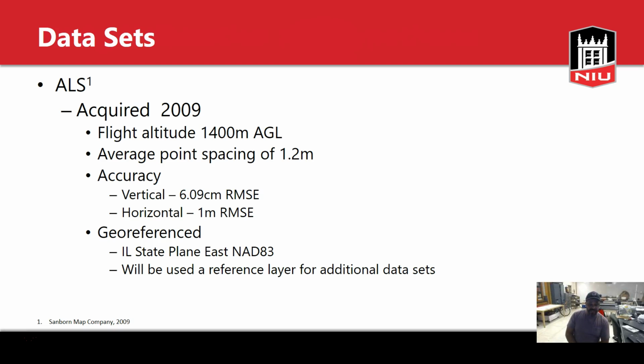For this, Sanborn reported their vertical accuracy about 6 centimeters, and their horizontal accuracy was around 1 meter. The data was georeferenced to the Illinois State Plane East, and this is the layer that we will use to reference all additional layers.